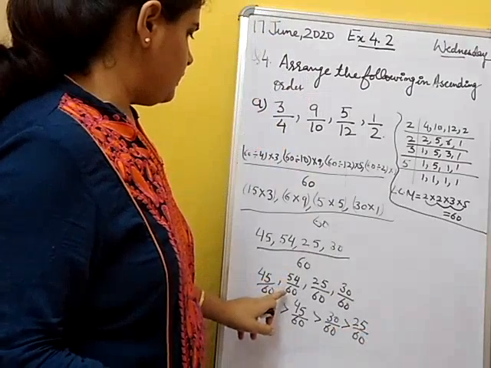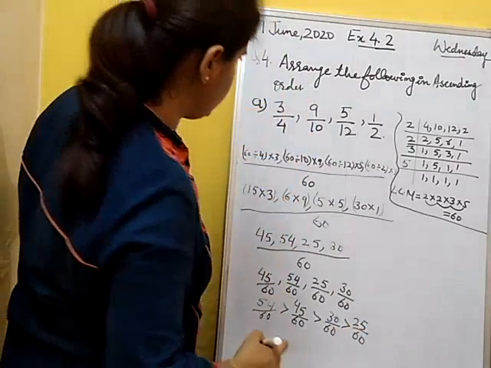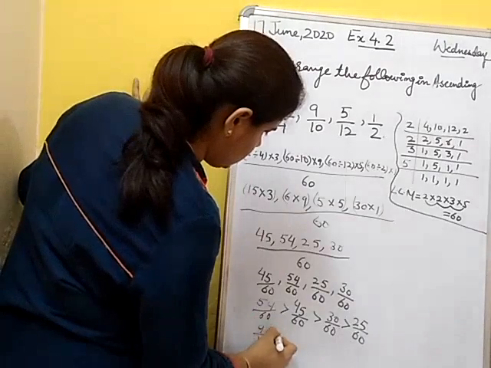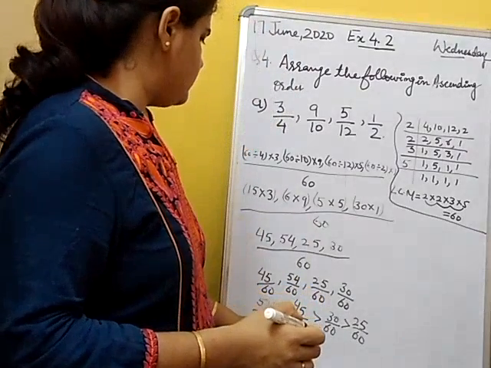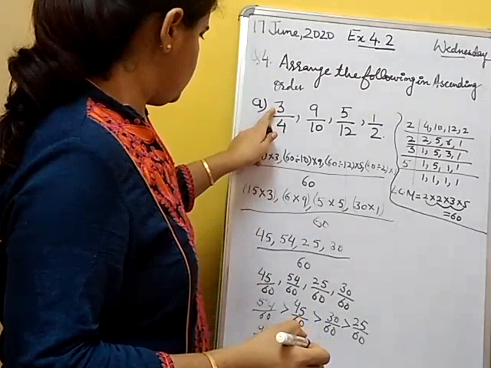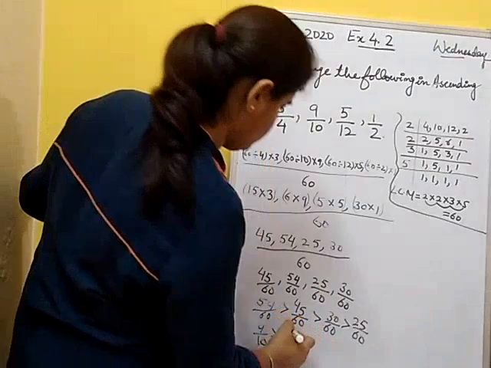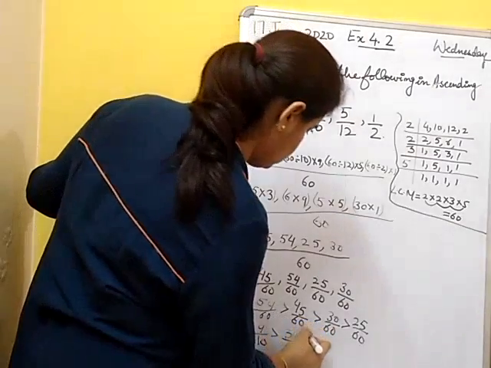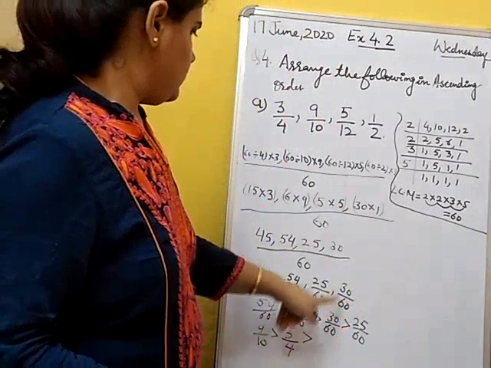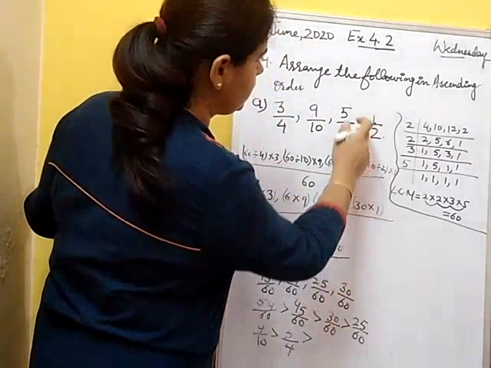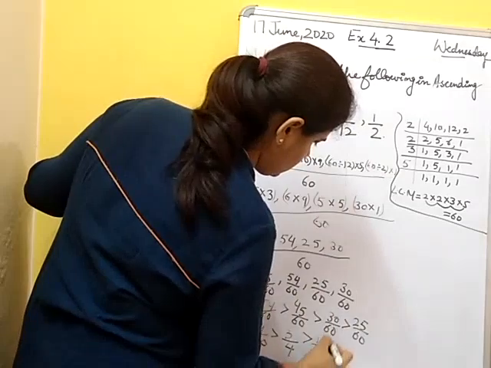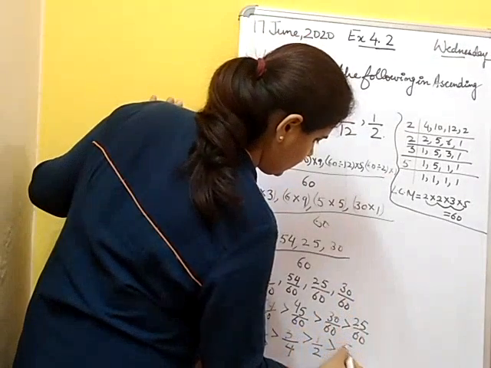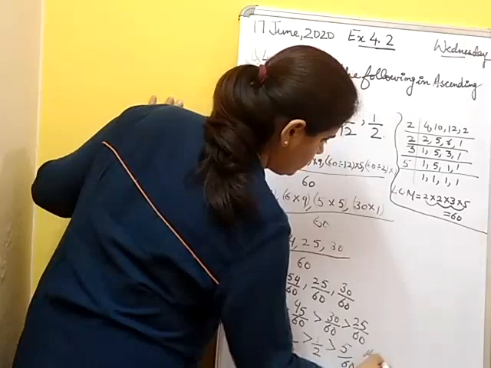Now 54 upon 60 is equivalent to 9 by 10, comma, 45 upon 60 is equivalent to 3 by 4, then 30 upon 60 is equivalent to 1 by 2, and the last is 5 by 12. So that will be your answer.